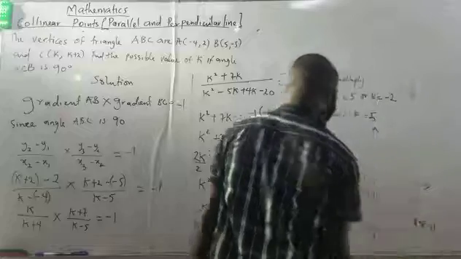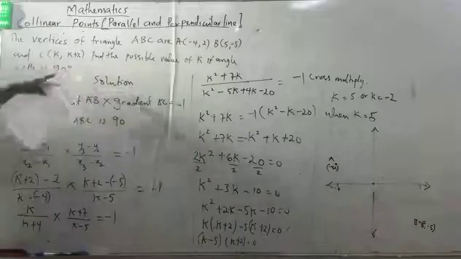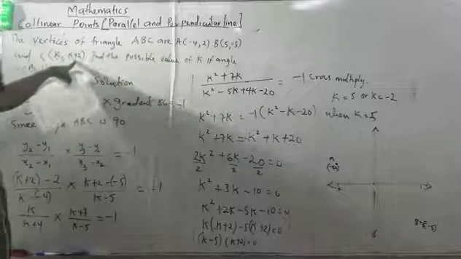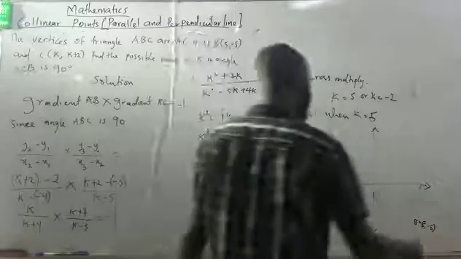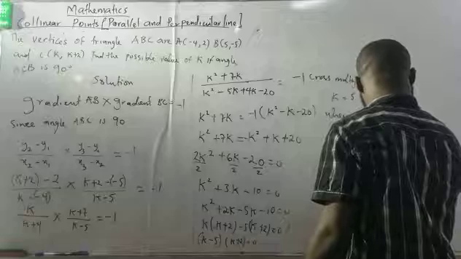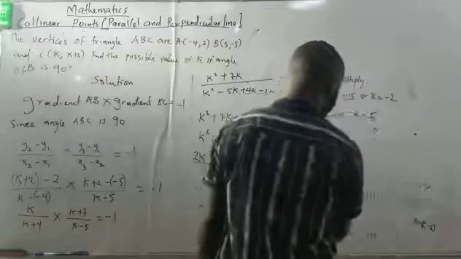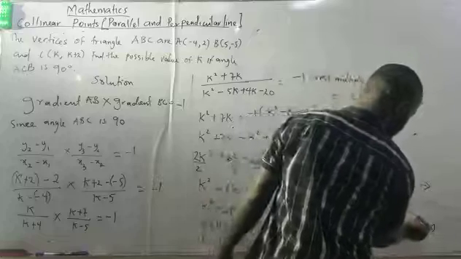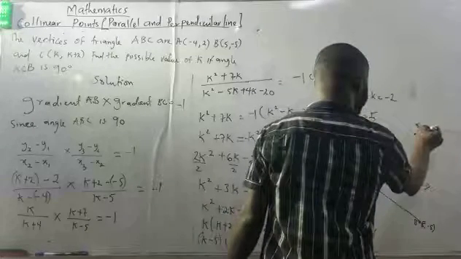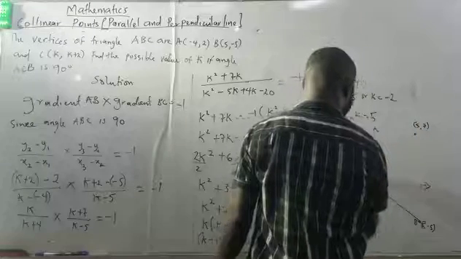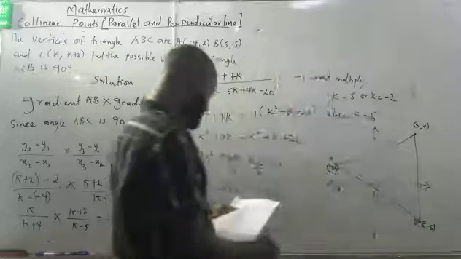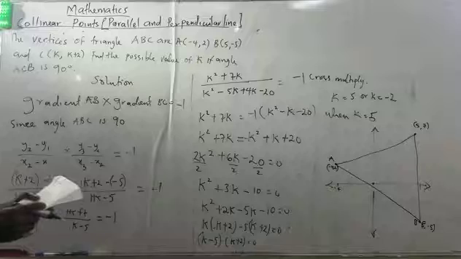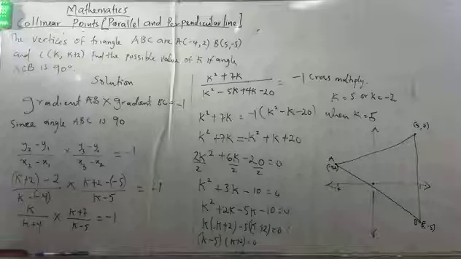And what will be my C? This is going to be 5, this is going to be 7. It means C is 5, comma 7. That is the first one.